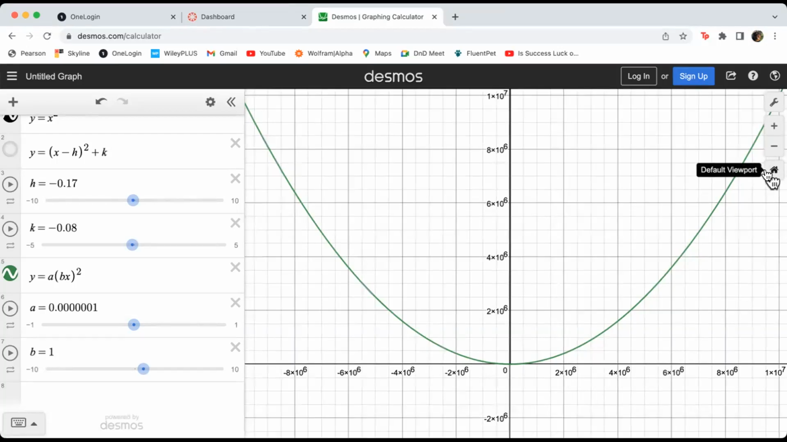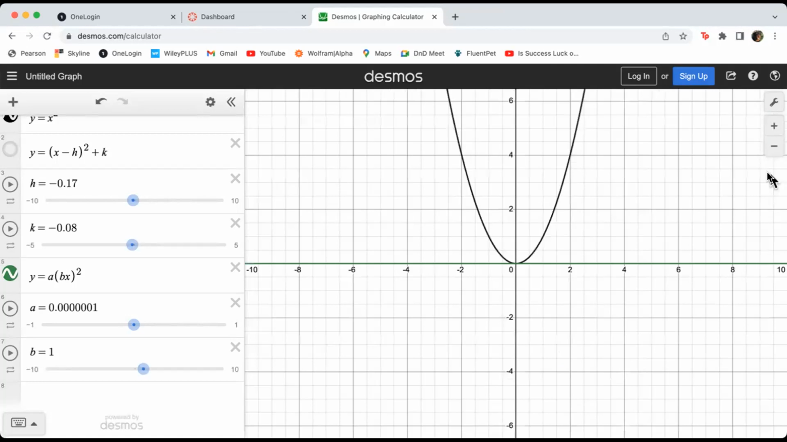But if we go back to the default, we can see our original parabola, but it doesn't look like our point. I can't count the zeros. There's too many of them. That's where A is 0.00, a bunch of zeros, 1. A is so small, it's so close to 0, it looks like it's just flattening out the graph. We can't see the difference.